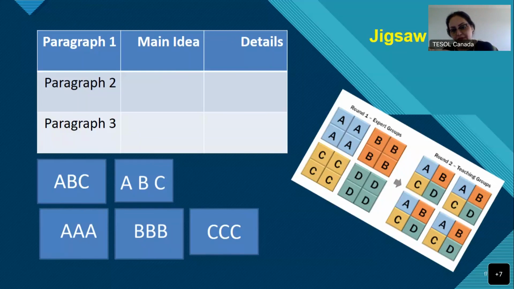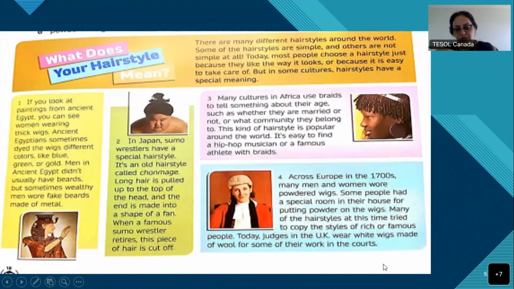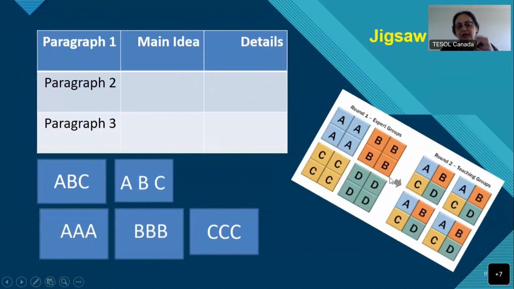A students read paragraph, back to here. 1, 2, 3, 4. A students read paragraph 1. B students read paragraph 2. C students read paragraph 3. And D students read paragraph 4. They're specific groups. So paragraph 1, the A students for example, they read it, they discuss it, they talk about the new words, they talk about the structures, maybe even they make some questions about it. In each group, they just study one paragraph.